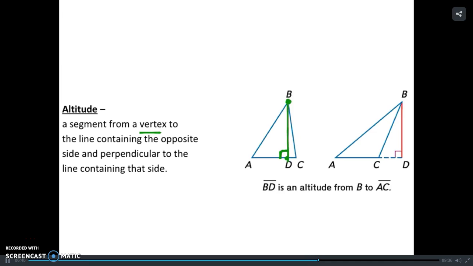Sometimes, though, like on our second triangle, and pretty much every obtuse triangle, that altitude actually ends up being drawn on the outside. Okay, and what that means is that we have to extend the side that is opposite vertex B in this case. So when you notice that they have just drawn the little dashed lines here, like they have between C and D, that's just because they are extending that line so that they can show you that your altitude is perpendicular to that opposite side.